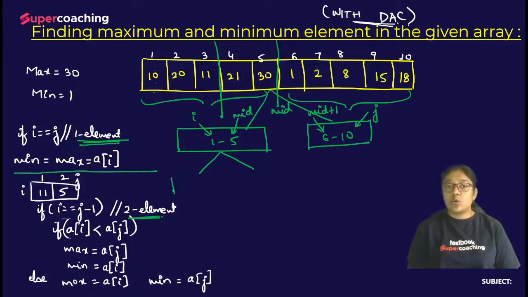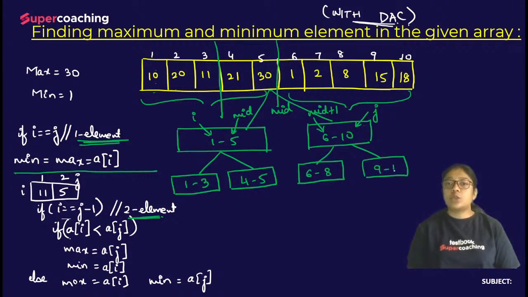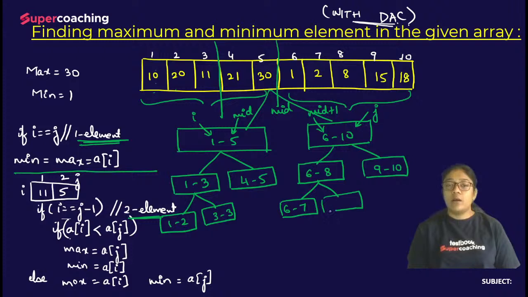1 plus 5 is 6. So mid will be 3. 1 to 3 and 4 to 5. Here we'll be getting 6 to 8 and 9 to 10. 9 to 10 means 2 elements are there, so we need not to expand it further, but definitely we need to divide this. Here we'll be having 2 elements and here we'll be having only 1 element. In this case also, we'll be having 2 elements in the first part and in the second part we are having 1 element.